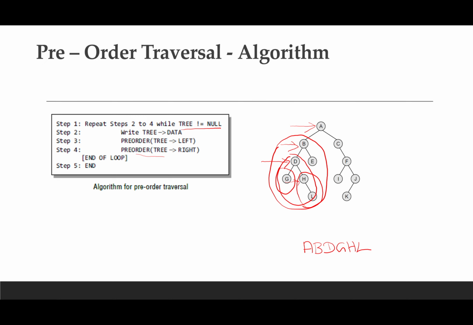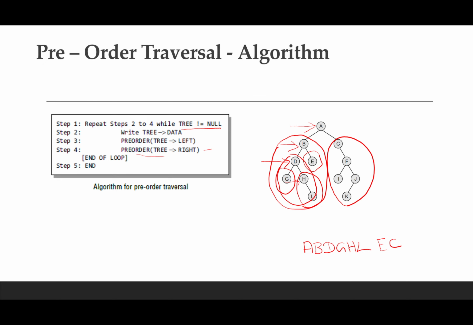And again, what will it do? It will check the condition tree is not equal to null. Again it will call the function. When the function is called, it will print the value E. Then again it will call the function tree right. Now we have to do this for this. So it will write tree data, which is C. After E it will visit C.